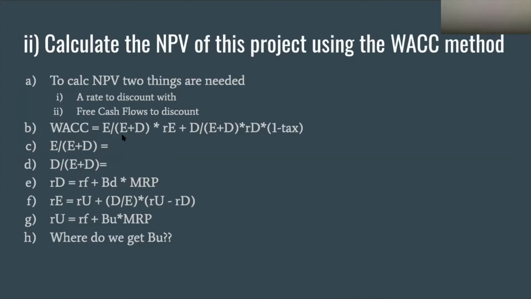So now we only need to find the WACC. And as you know, the equation for the WACC is as stated here at the B section. It's the equity through the value of the company, which is the equity plus debt, multiplied with the cost of equity, and added with the debt through the value of the company times the debt rate and times one deducted with the tax.